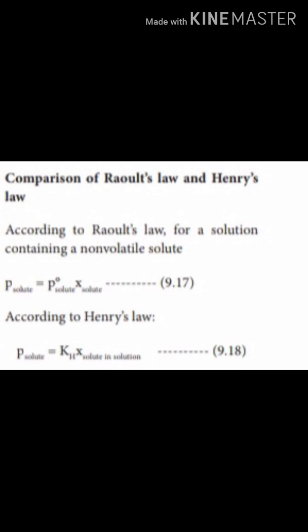Now the comparison of Raoult's law and Henry's law. According to Raoult's law, for a solution containing a volatile component, P solute is equal to P naught solute times X solute. According to Henry's law, P solute is equal to KH times X solute in solution. The difference between the above two expressions is the proportionality constant, P naught.